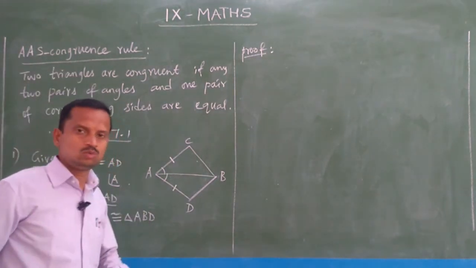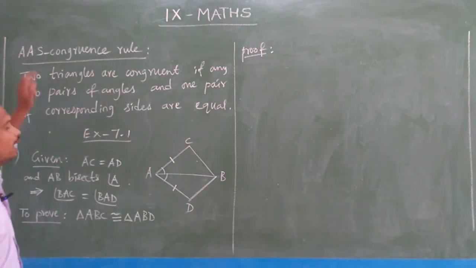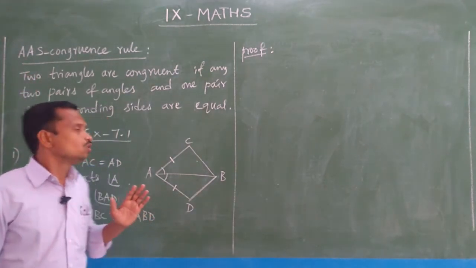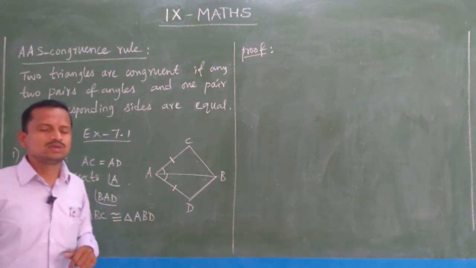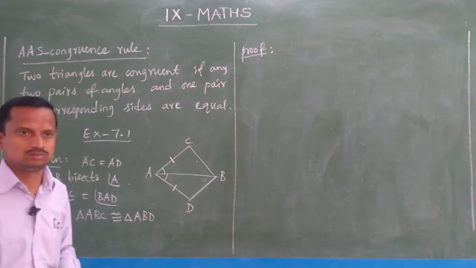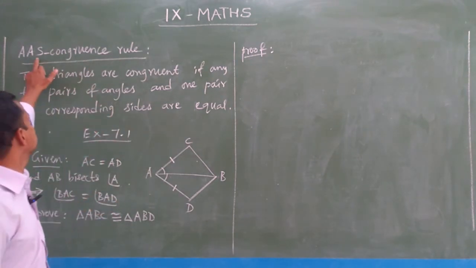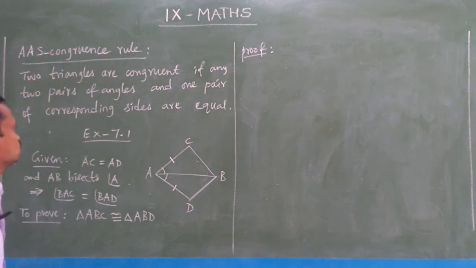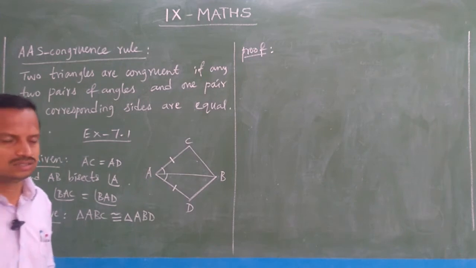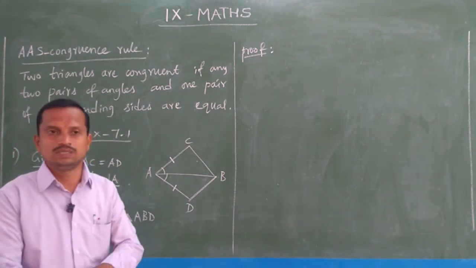So now, coming to the AAS congruence rule: angle, angle, side. Two triangles are congruent if any two pairs of angles and one pair of corresponding sides are equal. Then we can say by the AAS congruence rule, the two given triangles are congruent to each other.